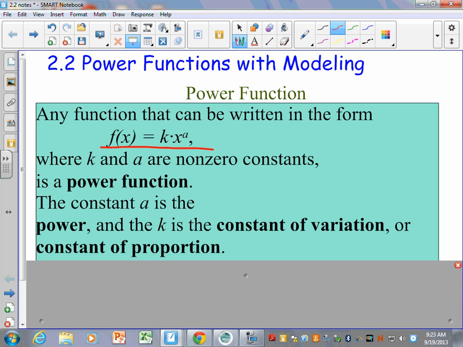We call the constant a the power, which we all know, like x squared, the 2 is the power. But the number in front, most of the time we don't think about except when we talk about variation problems. We call that the constant of variation, or sometimes the constant of proportion. The book calls it that. When we do some problems later where something varies directly or inversely, you'll have some vague memories of this from Algebra 2, but we don't usually think of it in this format.